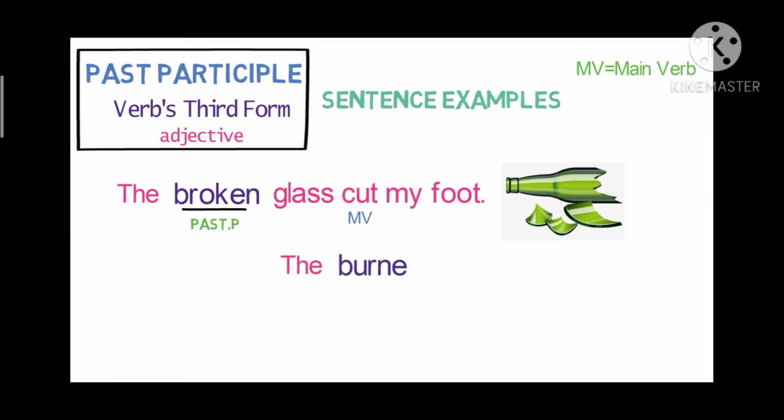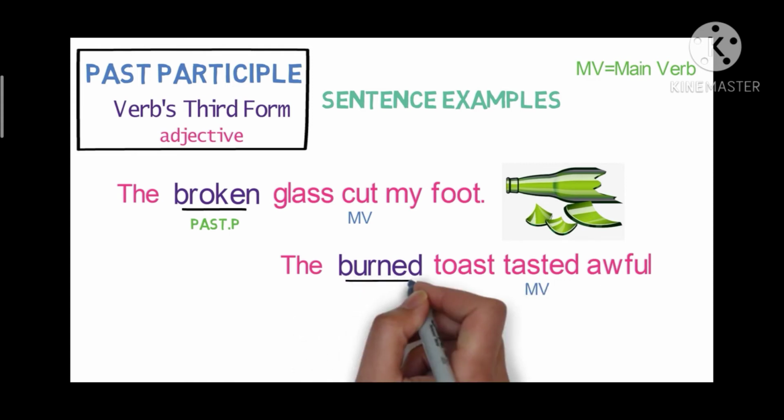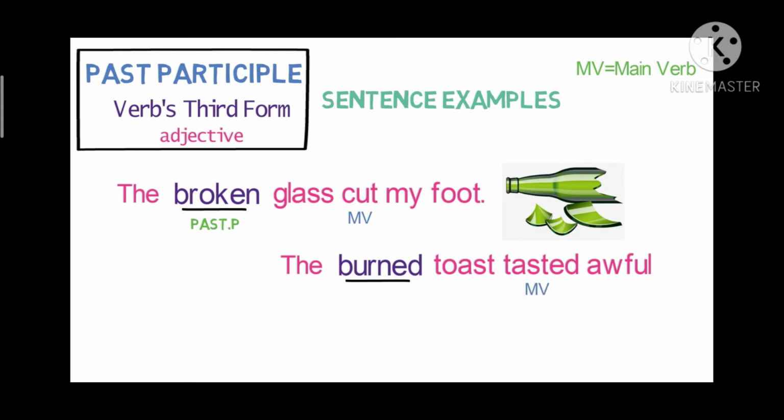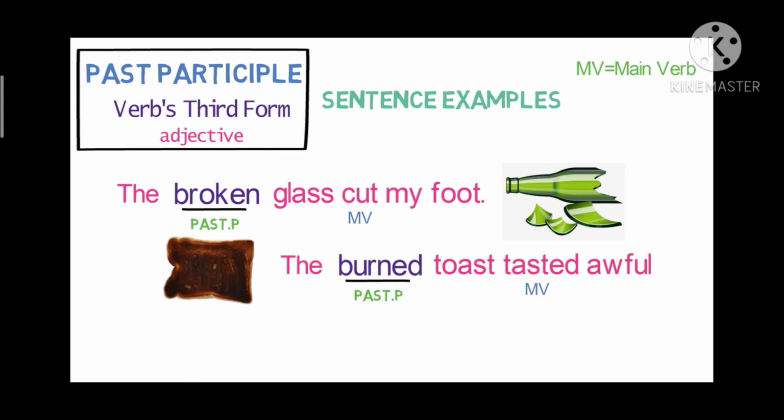Let's look into next example. The burned toast tasted awful. Here, the main verb is tasted and burned is the secondary verb in verb's third form. As it is describing the toast, it functions as adjective in the sentence, and so it behaves as past participle in the sentence. Let's look into one more example.